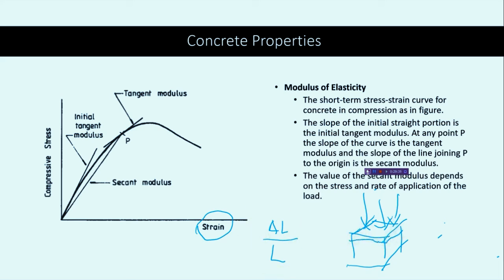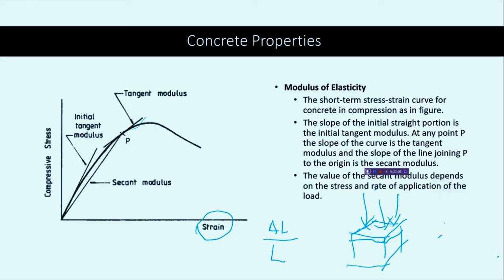Alright. So the slope of the initial straight portion is the initial tangent modulus. So this one kita panggil the initial tangent modulus. At any point P, the slope of the curve is the tangent modulus, and the slope of the line joining point P to the origin is the secant modulus. So this one is the secant modulus, this one nama dia saja tangent modulus.